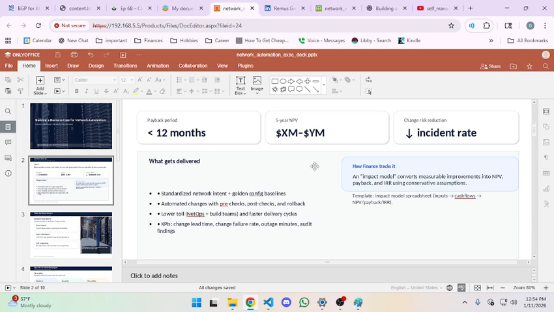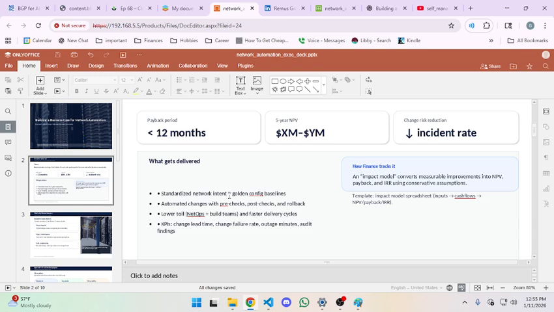So payback period, less than a year. The 5 year NPV. So what gets delivered? A standardized network intent and golden config baseline. So yeah, good luck with that. Automated changes with pre-checks, post-checks, and rollback. Good luck with that. Lower toil. Good luck with that. Key performance indicators: lead time, change failure rate, outage minutes, audit findings. Good luck with that too.